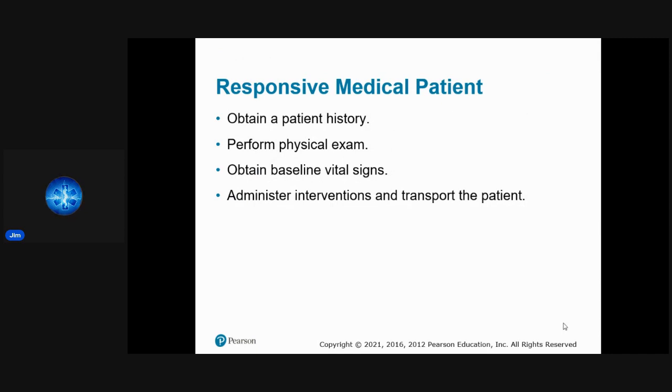Responsive medical patients, we're going to obtain a patient history. We're going to perform a physical exam. Usually, this is a focused exam on our responsive medical patients, which means they tell me that they're having difficulty breathing, so we're going to focus in on that respiratory system. We're going to obtain a baseline set of vitals, and remember, we always come in two. An ambulance has a pair or a team. So while one is doing the physical exam and history, your partner can be doing the vital signs. And we're also going to administer interventions and transport the patient.